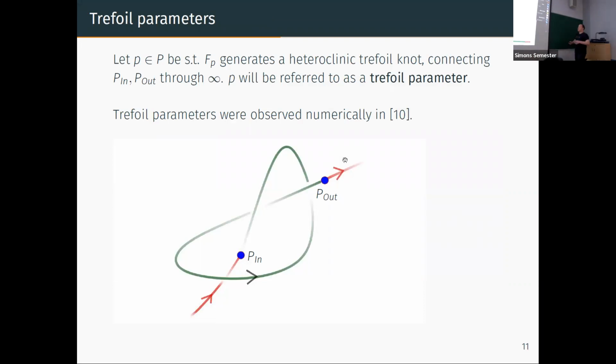Now, another definition we'll need is the following one, that of trefoil parameters. Assume we have a parameter in the parameter plane which generates a heteroclinic knot, like the one we see here in the picture. We say that this parameter is a trefoil parameter, provided the knot it generates in S3 along with infinity is that of a trefoil knot. I think I should give a rough sketch of what I mean by this.